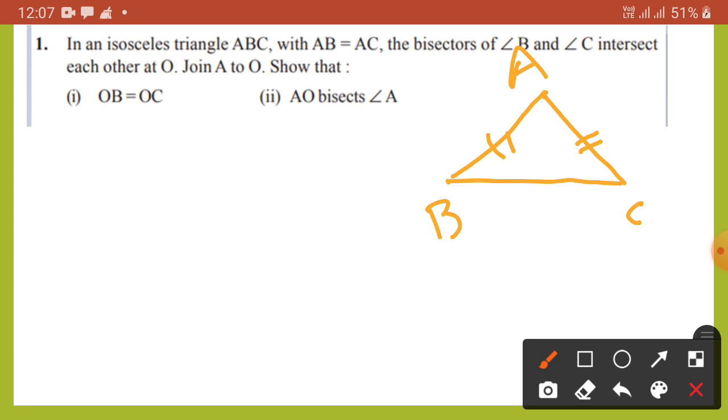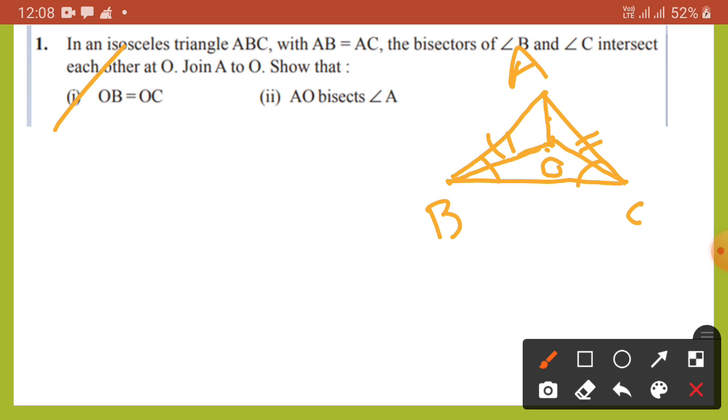The bisectors of angle B and angle C intersect each other at O. So the bisector of angle B and bisector of angle C intersect each other at point O here. So now join AO. Now we have to show that OB equal to OC and AO bisects angle A.